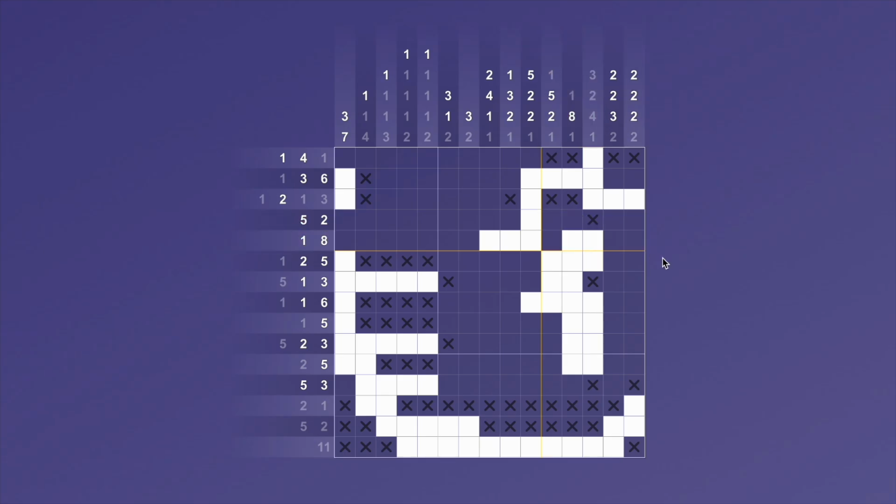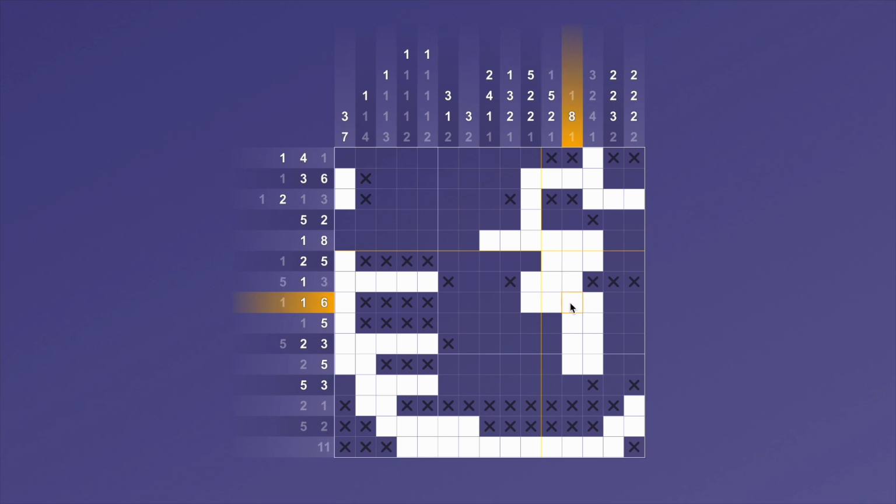This row ends in 8, so these two are connected. This is part of a 5. This is part of a 3. So there's no more over here. There'll be 1, 2, 3, x.